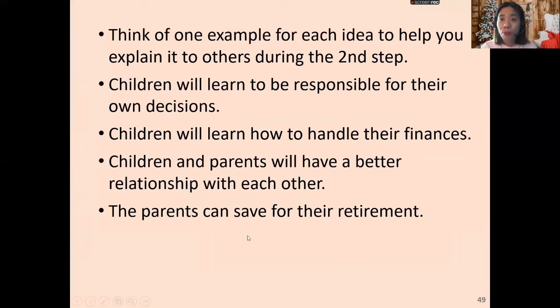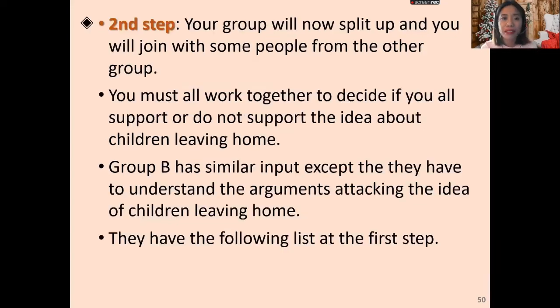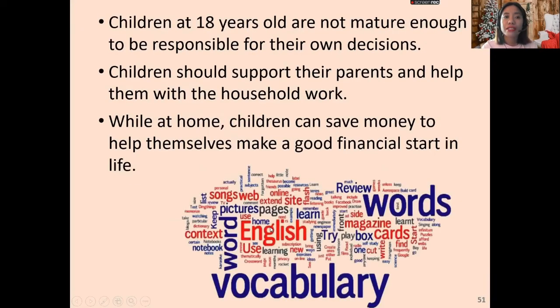These are the supporting ideas why it's okay that children at the age of 18 leave home and be independent. And then the second step, your group will now split up and you will join with some people from the other group. So working together. Okay, group B has similar input except that they have to understand the arguments attacking the idea of children leaving home, and they have the following list at first.